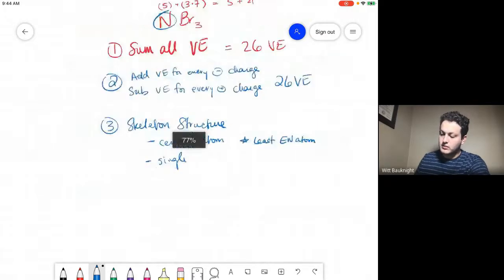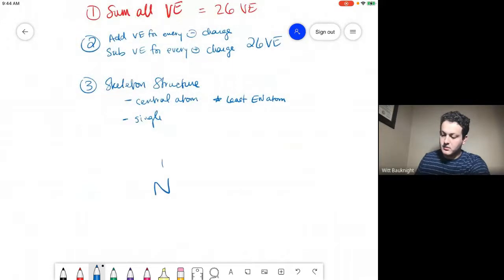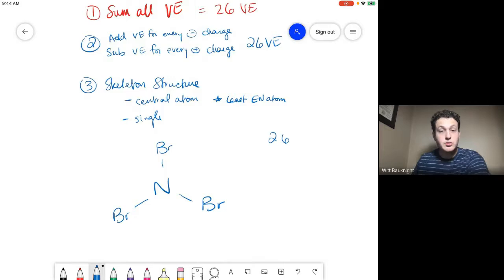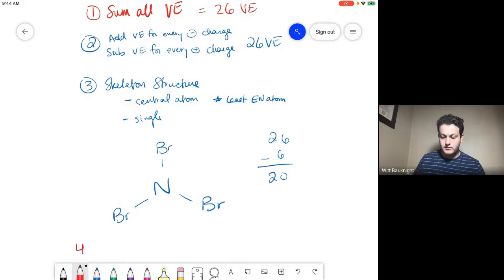So what I'm going to do is write N, Br, Br, Br. Now, every covalent bond that I just drew represents 2 valence electrons. So what I've done is I've used up 6 of my 26. Perfect.